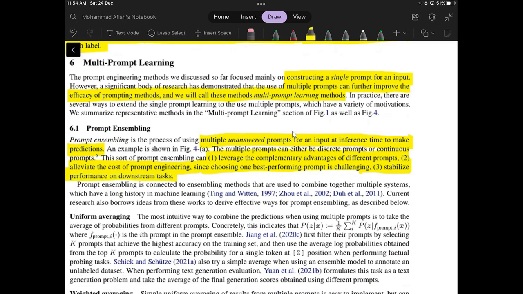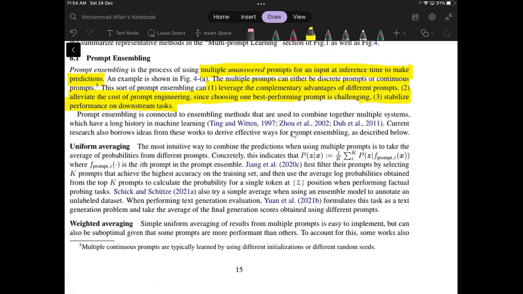Because some prompts might work better than others in some cases, but on average they'll hopefully be stable. Prompt ensembling is connected to ensembling methods that are used to combine together multiple systems, which have a long history in machine learning, so of course random forests and so on. Current research also borrows ideas from these works to derive effective ways of prompt ensembling as described below. So you have uniform averaging. The most intuitive way to combine the predictions when using multiple prompts is to take the average of probabilities from different prompts.